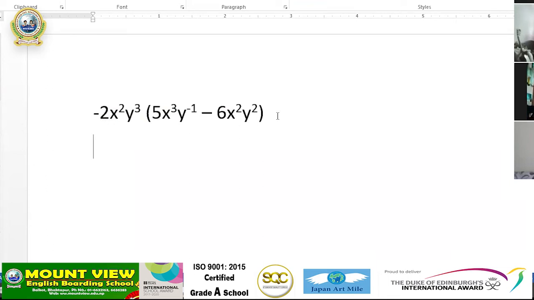Okay, so first of all let us multiply 5x cube by y to the power minus 1. The first term is 5x cube y to the power minus 1 to be multiplied. Okay, that is the first term.